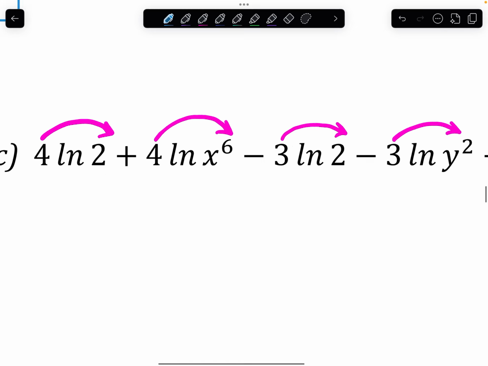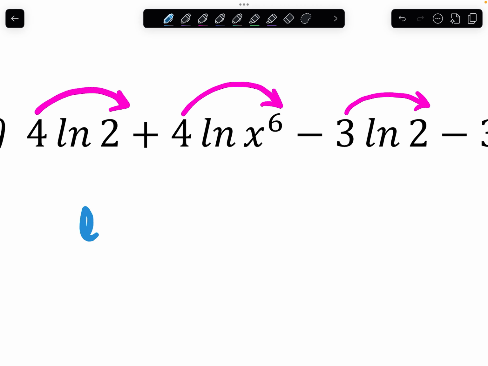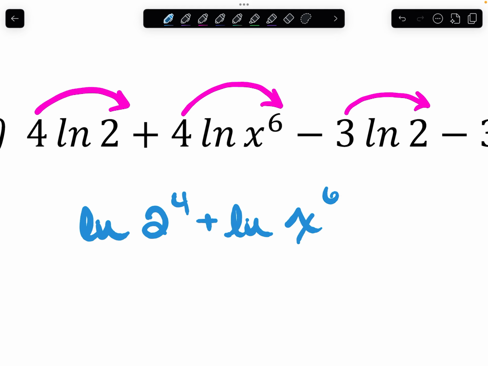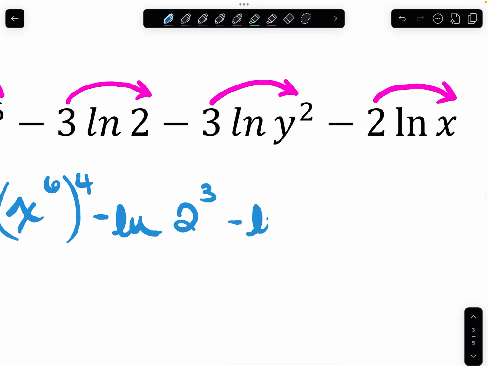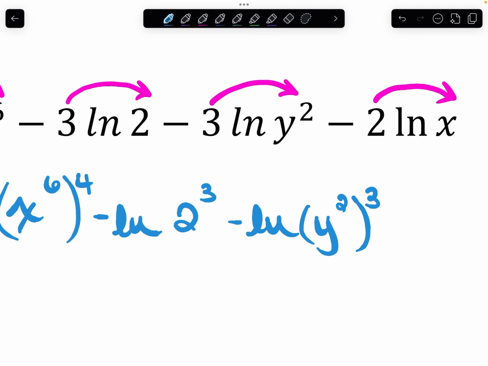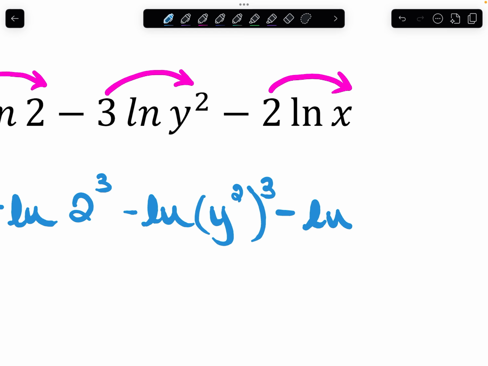All right, so that's going to give us natural log of 2 to the 4th plus natural log x. So here's where we need to be careful. I'm going to do this one in multiple steps just so we can make sure we get our properties right. The 6 was already there, so then we're also putting a 4. And then we have minus natural log of 2 to the third, minus the natural log of the y squared's already there, but now we're putting a 3 back. And then lastly, ln x squared.